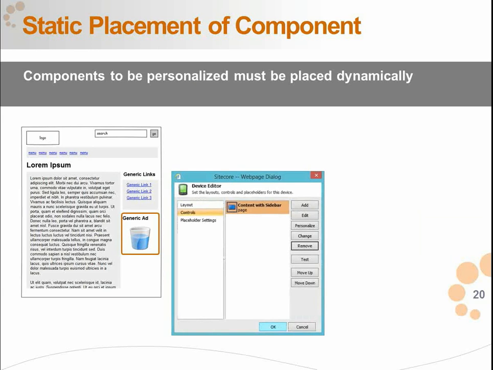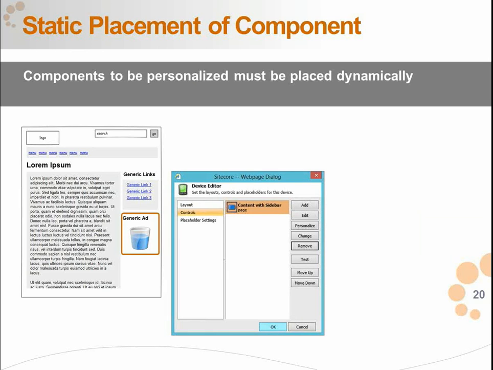in this dialog, the only thing I can see is the content with sidebar component. I know that this is the content with sidebar component because I've got the sidebar there. But I don't see any component in there relating to the generic ad component. So it's probably that the links and the ad have been hard-coded into that content with sidebar component. If the item has been hard-coded, if it has been statically placed, I can't personalize it.